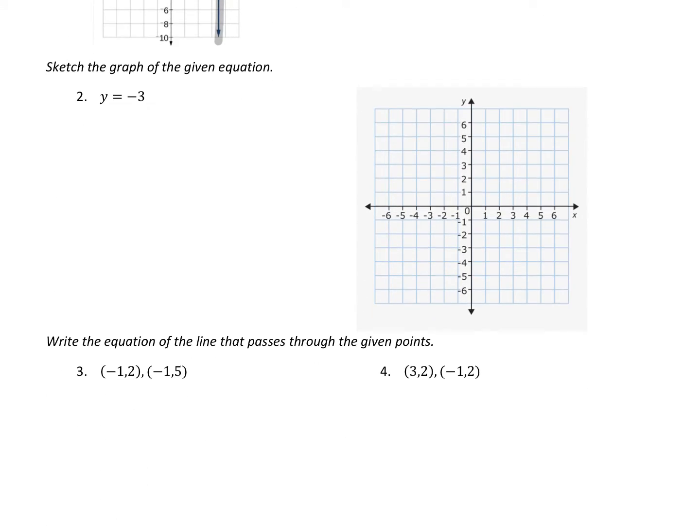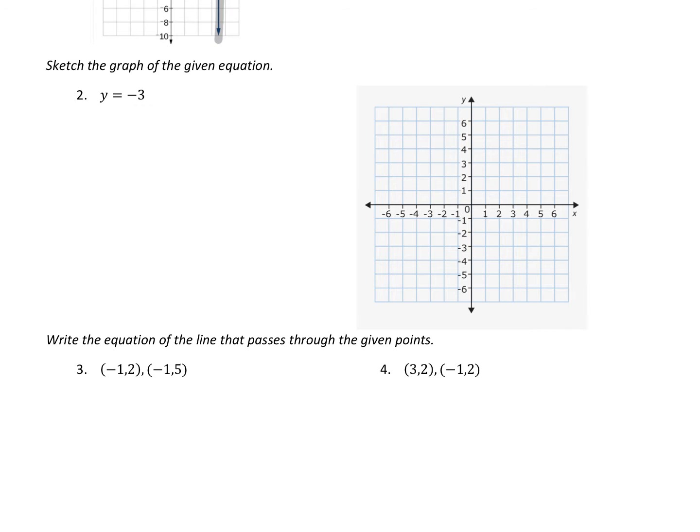Number 2, sketch the graph of the given equation. Notice I have a y equals. The y equals is in the HOY part, right? Okay, so y equals a number. That leads me to a horizontal line. That's what I need to know. A horizontal line going through -3.